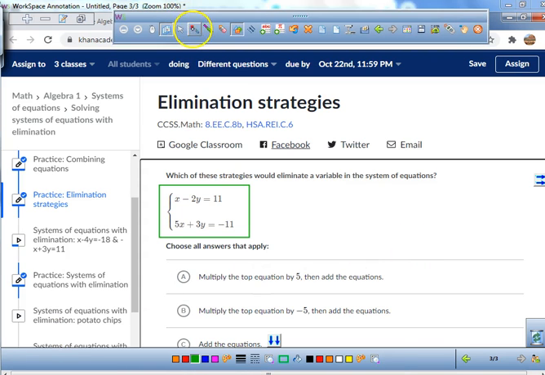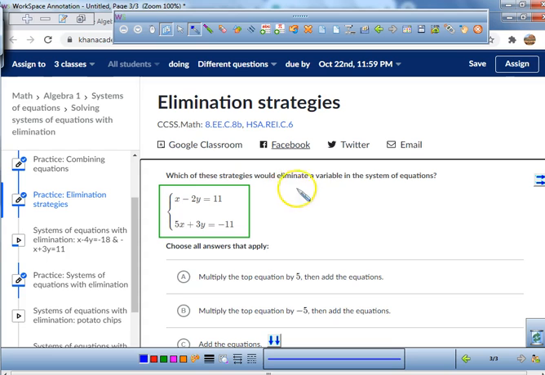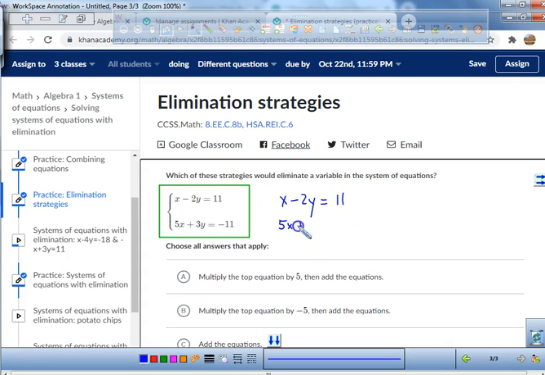All right, so we're going to do a couple of things on this, all right? So I'm going to start by writing this one. I got x minus 2y equals 11, and then I have 5x plus 3y equals -11. So what we're going to do is check answer choice A to see if it works. It says multiply the top equation by a 5, then add the equations. So what am I going to do? I'm going to multiply the top equation by a 5. So that's the first thing I'm going to do.